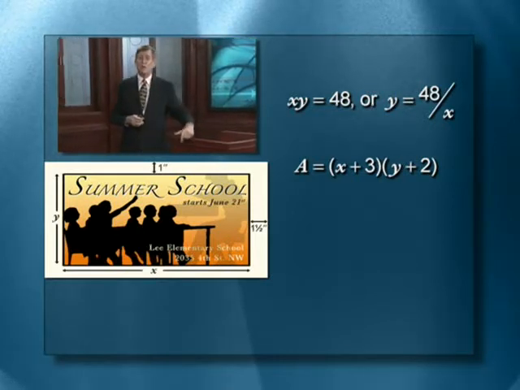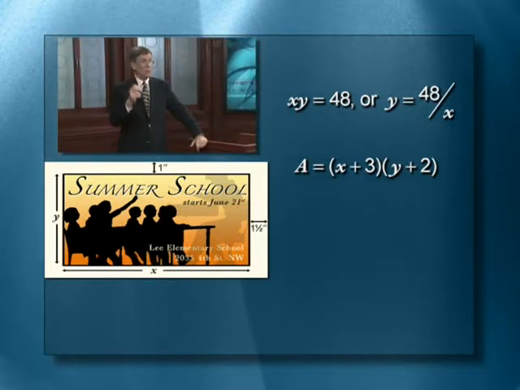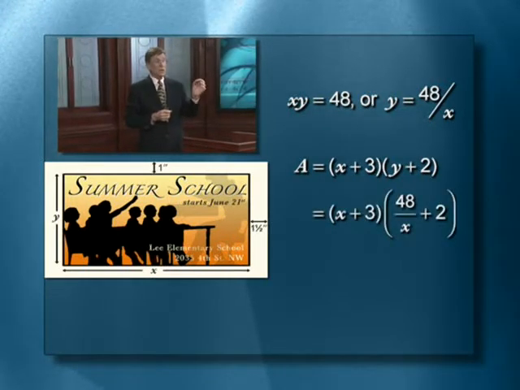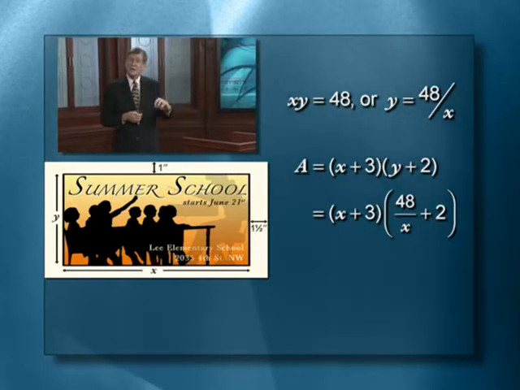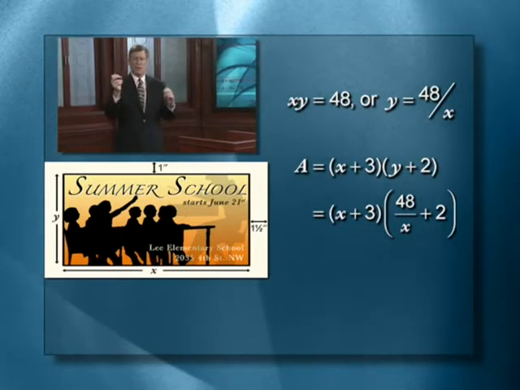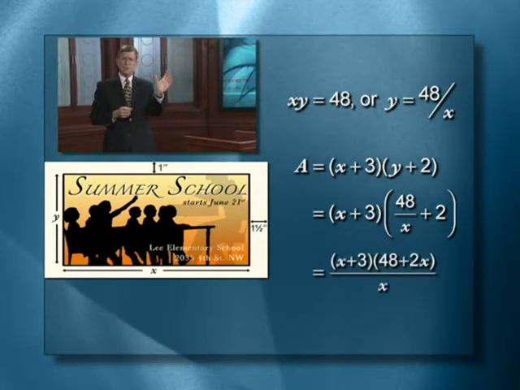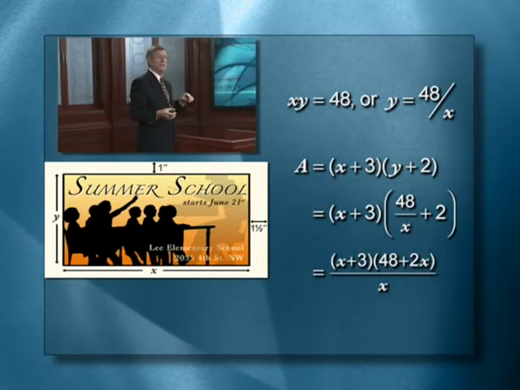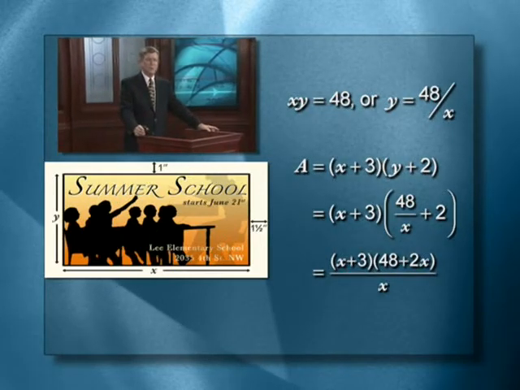But we know what y is. We can replace y with 48 over x. So we have a new function, the area equals (x plus 3) times the quantity (48 over x plus 2). And we can do a quick simplification, get a common denominator, and it's (x plus 3) times (48 plus 2x), all divided by x. Okay, we want to minimize this function. Ouch, not clear how to do it.